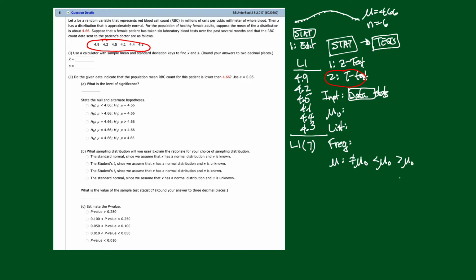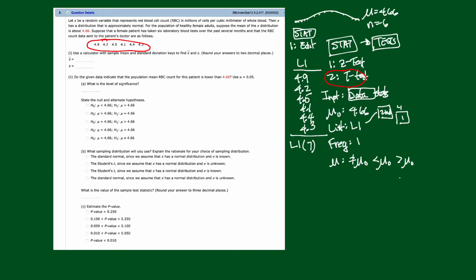We're going to test that the mean is 4.66. That's what it is that we're testing. So put in 4.66. And then what about the data? The data is coming from list 1, so we need an L1 in there. How do you get it? You press second and the numerical key 1, because right above the 1 is an L1. So the list is coming from L1. For the frequency, you want a 1 here because each piece of data we're putting in only once.